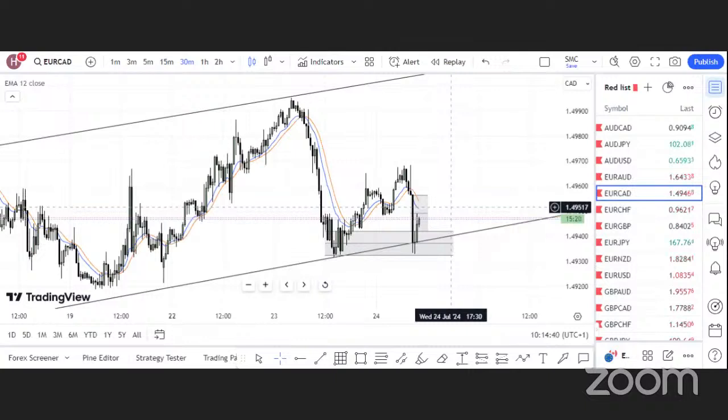But I don't want to bring up explanations on fair value gaps, okay? Because if I need to explain fair value gaps to you guys, most especially the newbies, it will be very hard to comprehend.